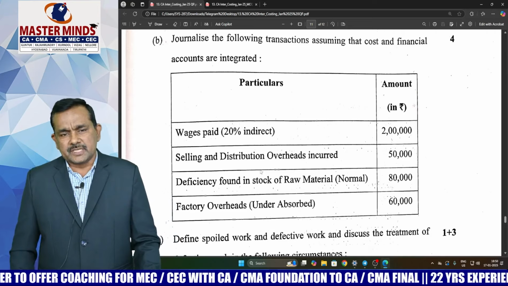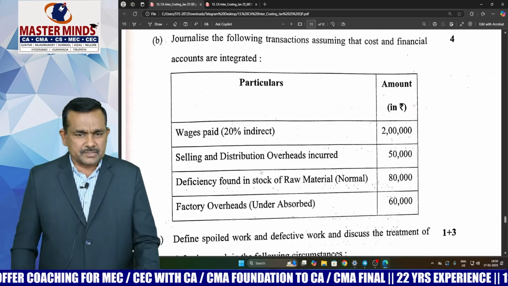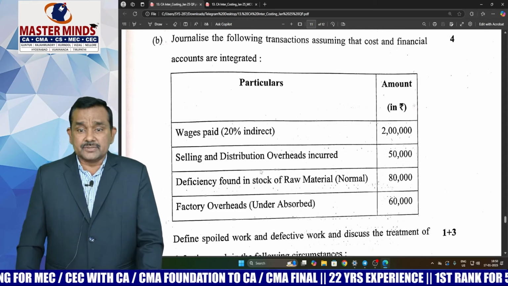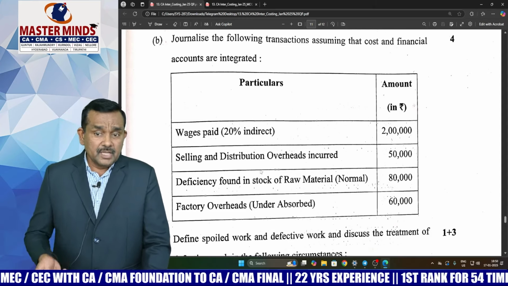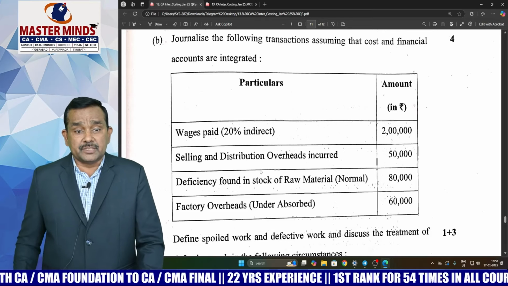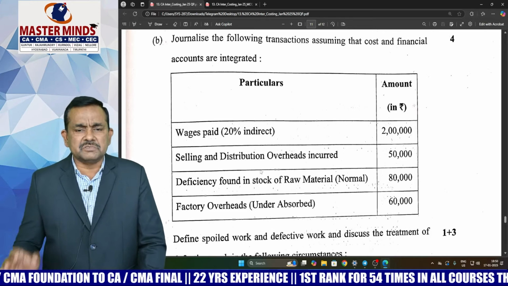Selling and distribution overhead incurred: selling and distribution overhead control account debit to cash account. Next, deficiency found in stock of raw material, normal, sir. That is factory overhead control account debit to stores ledger control account. Next, factory overheads under-absorbed: profit and loss account debit to factory overhead control account.